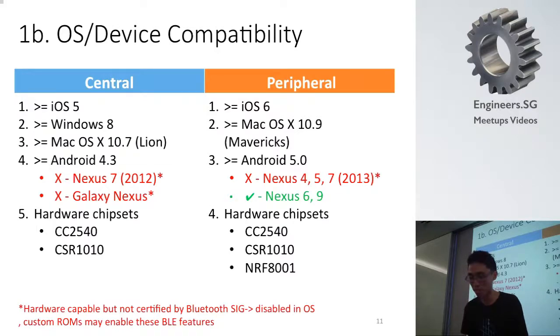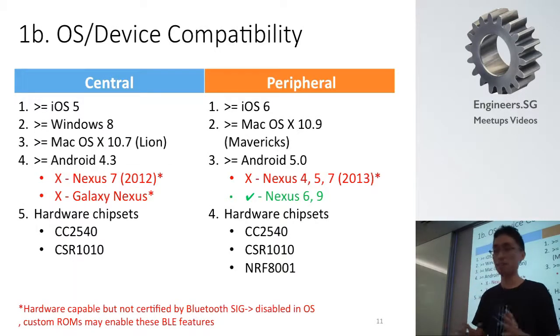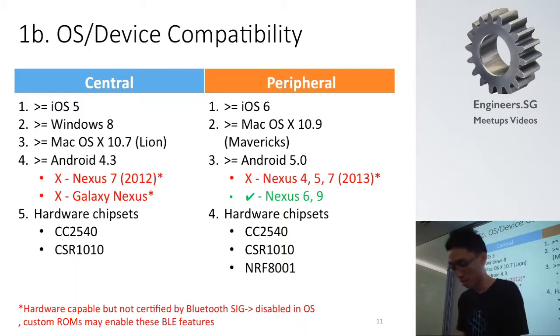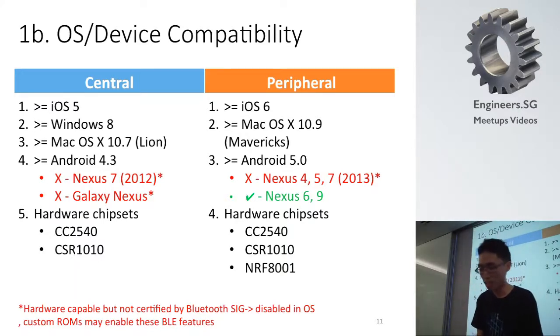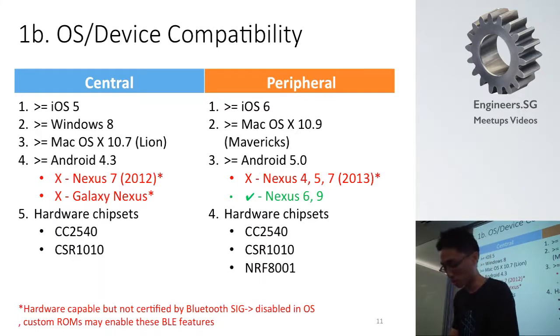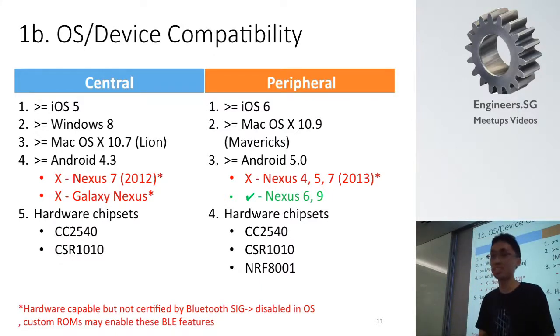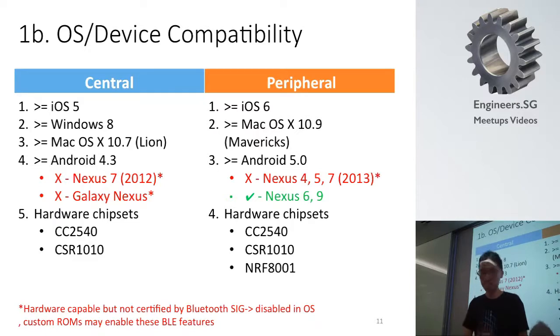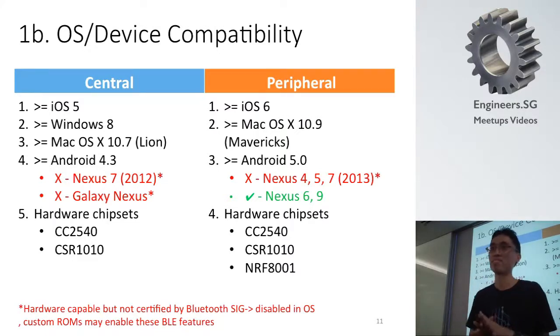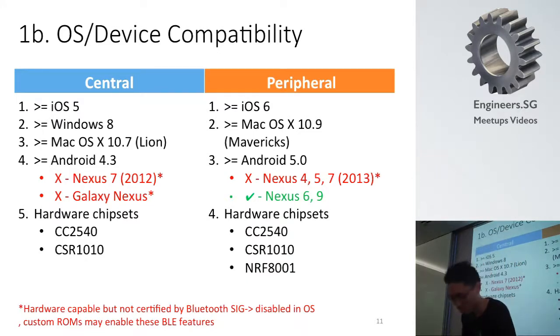Okay, so device compatibility: which devices can use BLE? You can read off the slide, but the important thing is the ones in red. Android supports BLE as of 4.3, but these two phone models, Nexus 7 and Galaxy Nexus, do not. Similarly, Android 5.0 supports peripheral mode, but Nexus 4, 5, 7 do not. The reason is that Google did not send these phones for certification, so they cannot support them. So take note when you're doing BLE development on these particular phones.